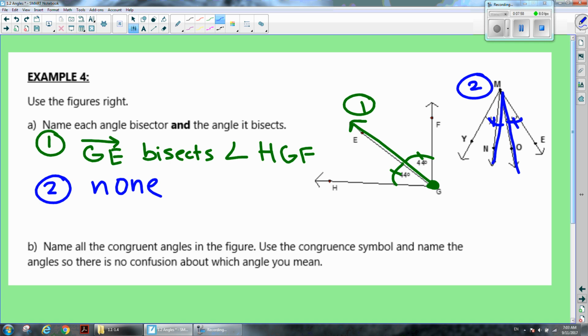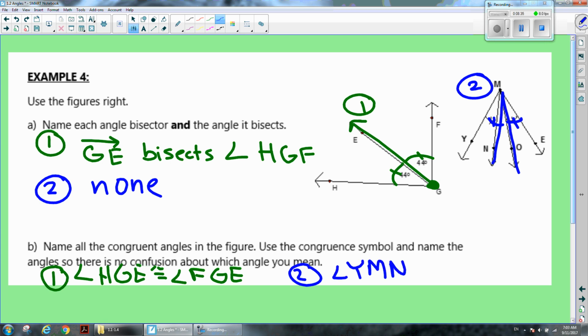Then we want to name all the congruent angles in the picture. So if we're talking about figure 1, we could say angle HGE, remember vertex in the middle, is congruent to angle FGE. We have to use three letters to name those angles. And even though figure 2 didn't have an angle bisector, we can still tell by the markings that there's congruent angles. Angle YMN is congruent to angle EMO.